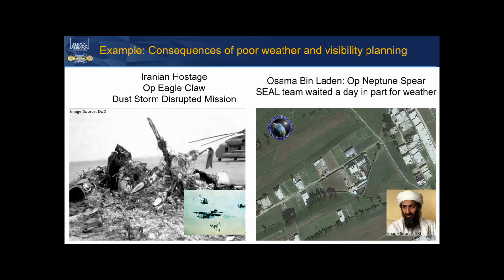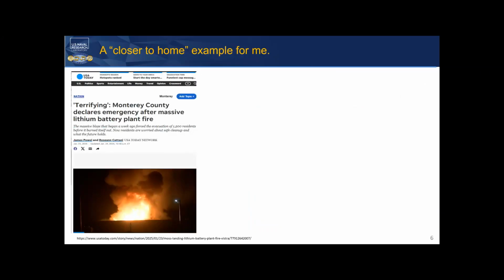In comparison, about 30 years later, Neptune Spear, the SEAL team that went in to nab Osama bin Laden, paid a lot of attention to every single detail. And the weather was just one of the many things that they really cared about when the SEAL team went in there. One of the aspects was that visibility might be bad and there's a chance of a dust storm. And they said that was just one of many, many things that factored into the exact hows and whens that they went after him.